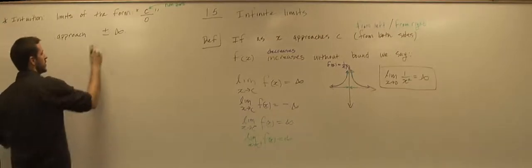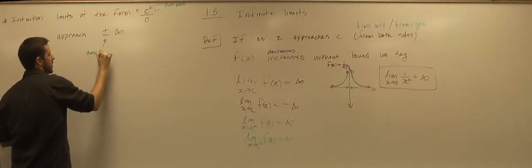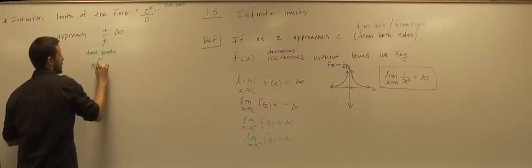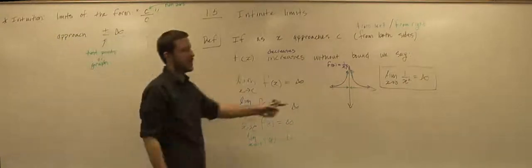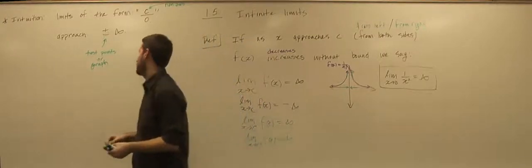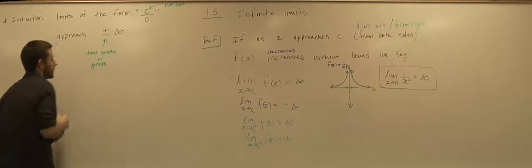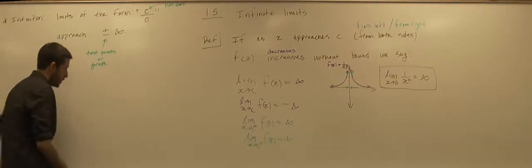So to determine whether you're going to positive or negative infinity, you want to test points or graph. Depends on how easy it is. I mean, if it's a simple graph like 1 over x squared, you're probably better off just graphing. But if it's a complicated graph, you might just want to test points.